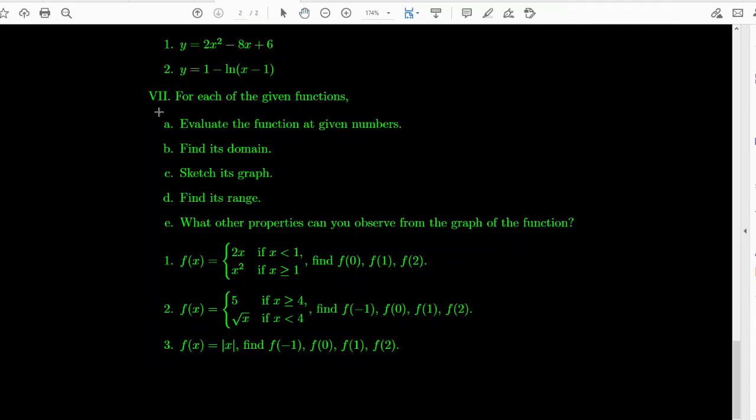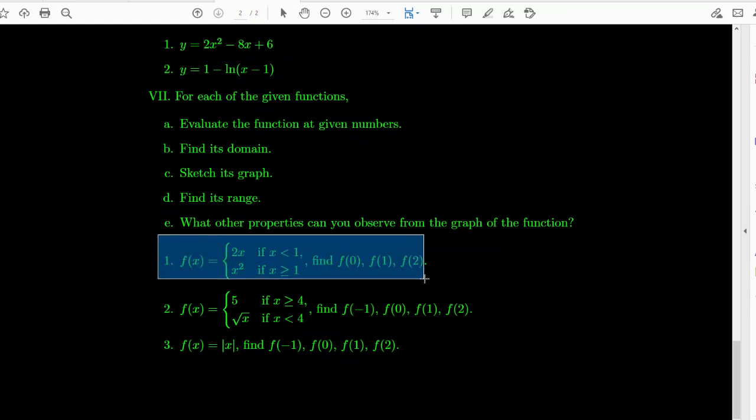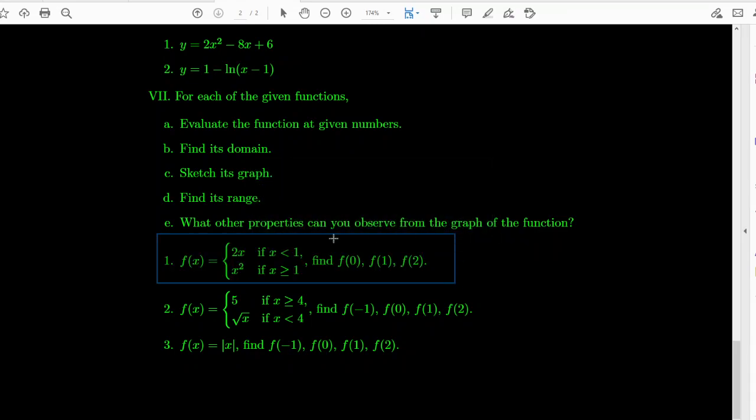Okay, now part 7. Again, in part 7, we want to introduce a new concept called piecewise defined functions. The first thing I want you to know is that these functions, the piecewise defined functions, are not elementary. We'll use the first question to show you the meaning.